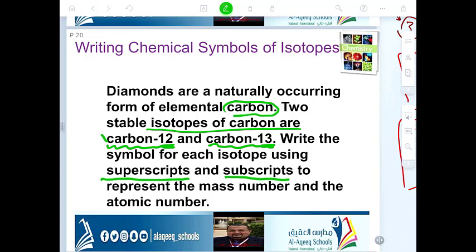For this, we can write carbon like this. Carbon has atomic number 6 and mass number 12. Carbon here has the same atomic number 6, because 6 is the number of protons, and mass number 13 because it's written here, 13. So we wrote the subscript and superscript for each one. So we have different forms of the same element, or we can say isotopes of carbon.